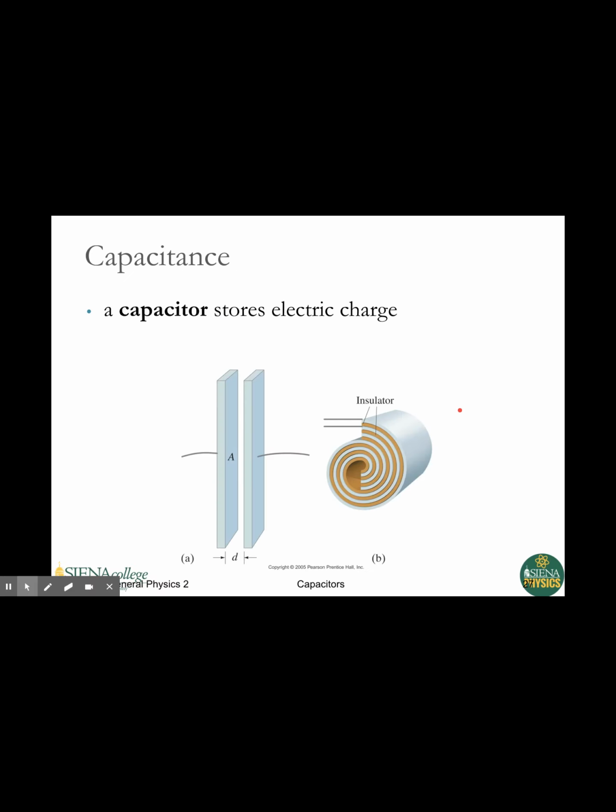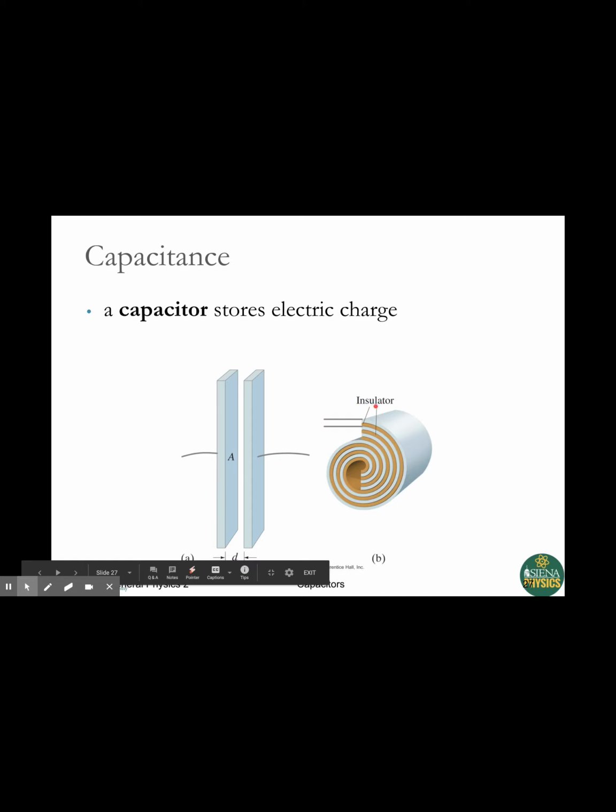Let's talk about capacitance. So a capacitor stores electric charge. You can see here a capacitor is just two plates that have a separation between them, and they can be connected by these wires to a source of potential. So a battery, a power supply, something like that. Notice the A represents the area of that sheet, right? So that's just going to be the area of a rectangle. And D is the separation between the plates.